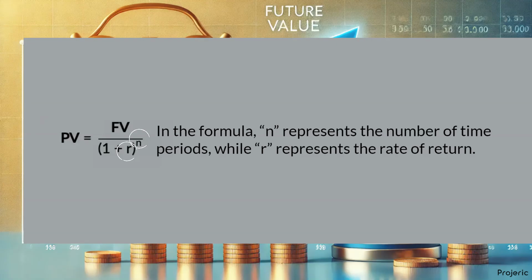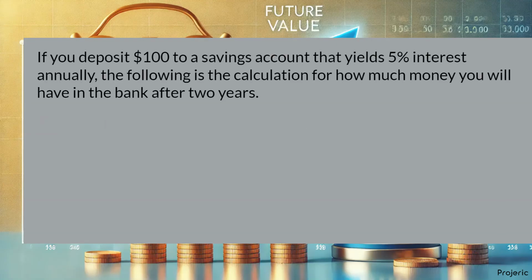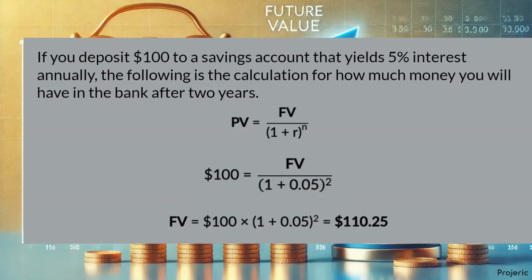Let's apply this formula. If you deposit $100 to a savings account that yields 5% interest annually, the following is the calculation for how much money you will have in the bank after 2 years. In this example, as the money will be compounded annually for 2 years, the N value is 2, and as the interest rate is 5%, the R value is 0.05. The $100 becomes $105 at the end of the first year, the first time period, and that $105 becomes $110.25 in the second time period.